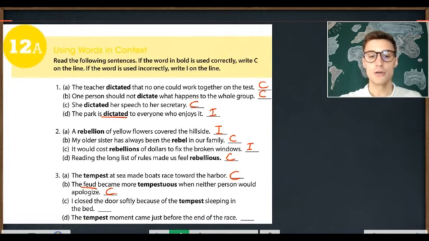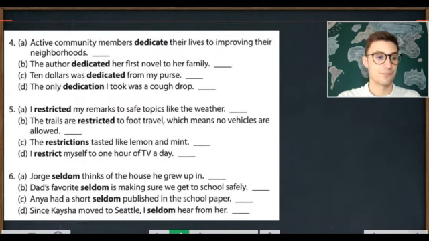C. I closed the door softly because of the tempest sleeping in the bed. Incorrect. D. The tempest moment came just before the end of the race. Incorrect. That makes no sense. Number 4A. Active community members dedicate their lives to improving their neighborhoods. Dedicate their lives. Can you dedicate your life to do something? Yes, you can. Correct.